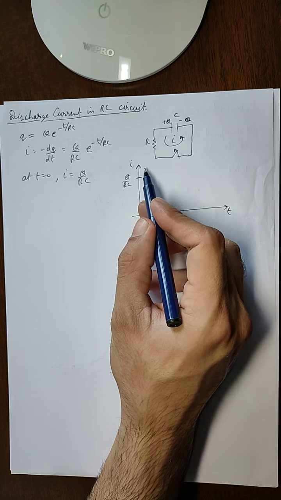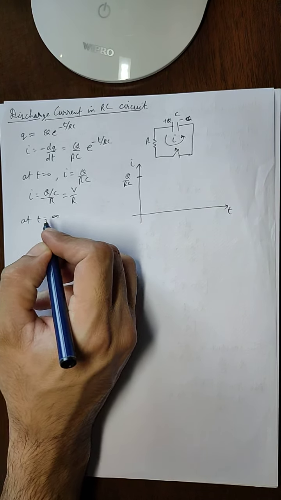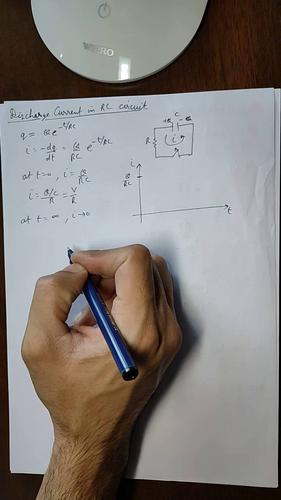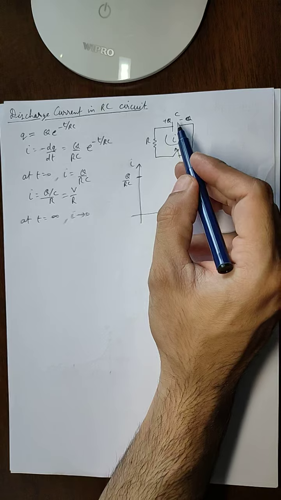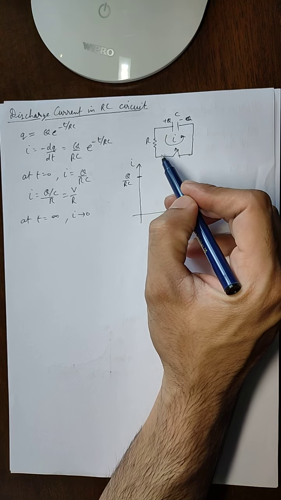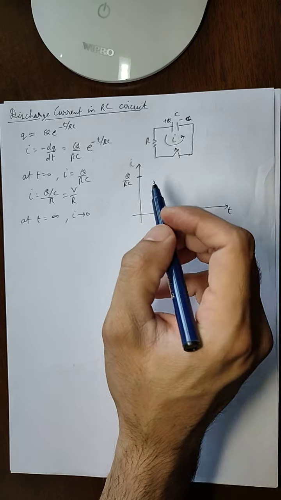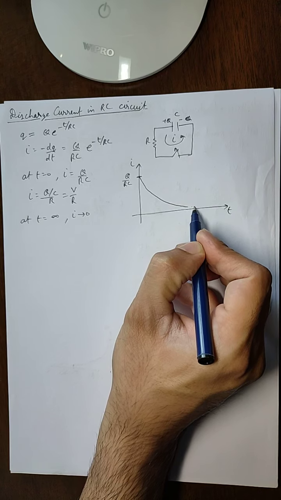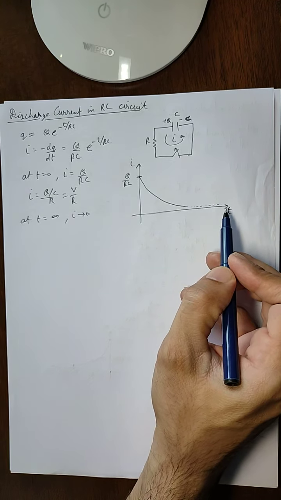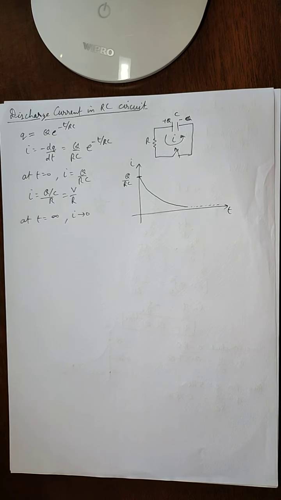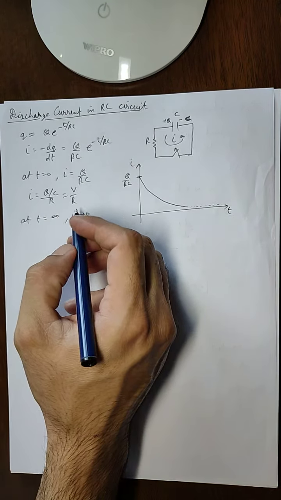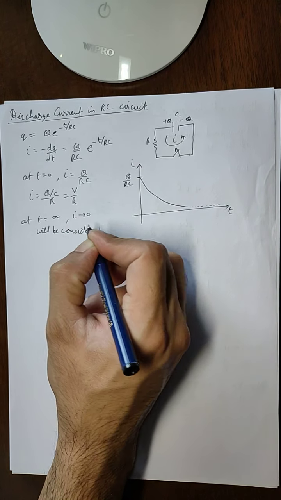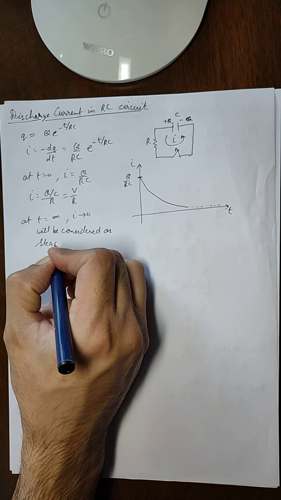So similarly, we can take t equals infinity, after some time, I will tend towards 0. Because as the capacitor keeps on discharging, the flow of charge keeps on reducing and the value of current also comes down. So at some infinite time, I will be almost equal to 0. It will tend towards 0, and this will be considered as steady state.